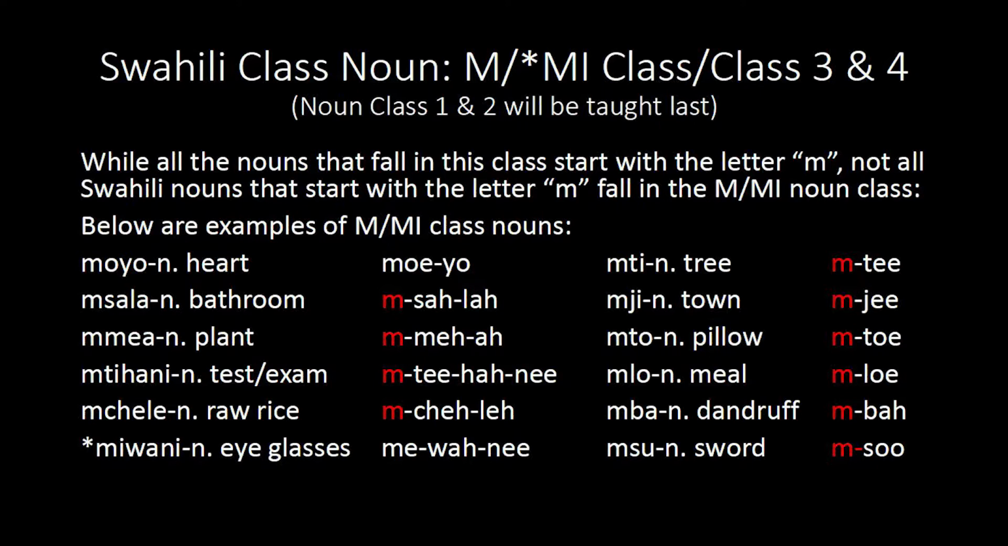So let's look at some of these me class nouns. The first one is moyo, which means heart. Moyo.